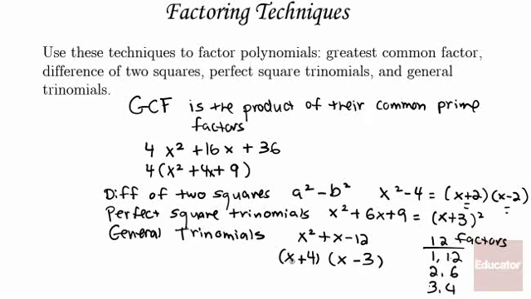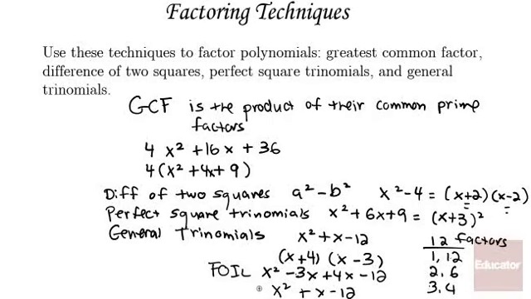You can always check this using the FOIL method. First terms, that's x squared. Outer terms, negative 3x. Inner terms, 4x. And then the last is negative 12. Simplifying this, I get my original back. So general trinomials take a little more work, and you can always check those by multiplying it back out to make sure you did it correctly. So make sure you have all these, know how to use them well, and then we're going to be using them today to actually solve some quadratic equations.